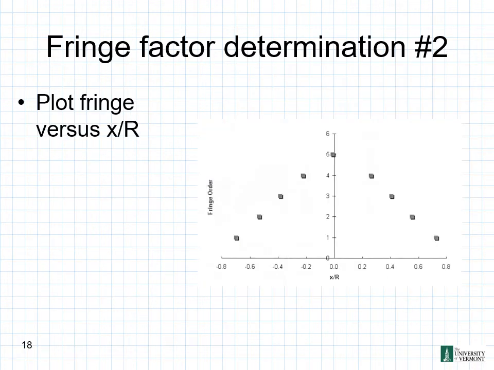So next, for our fringe factor determination number 2, what we're going to do is plot our fringe order versus x over r. On our x-axis, there are our values for x over r, starting at negative 0.8, going all the way up to 0.8 with our 0 right in the center. On our y-axis, going from 0 to 5, we have our fringe order. We have fringe order 1 and our x over r value here, so we can plot all of those right here. Again, MATLAB and Excel are both acceptable ways. Something like an Excel chart is probably going to be the easiest way to plot this.